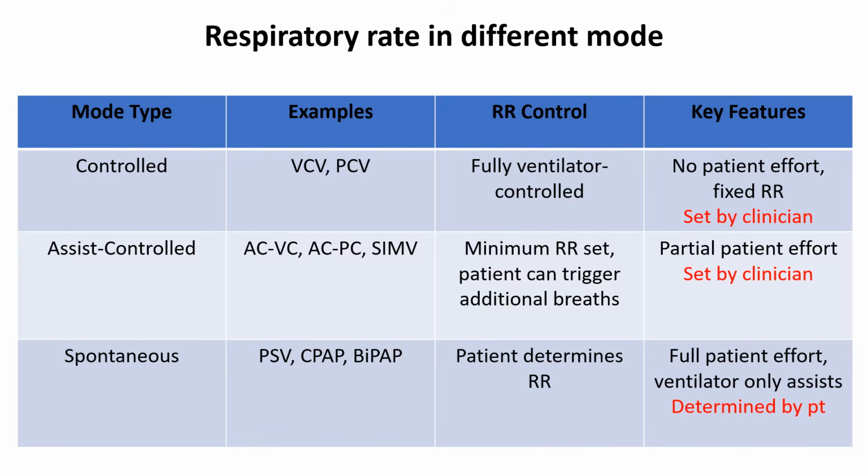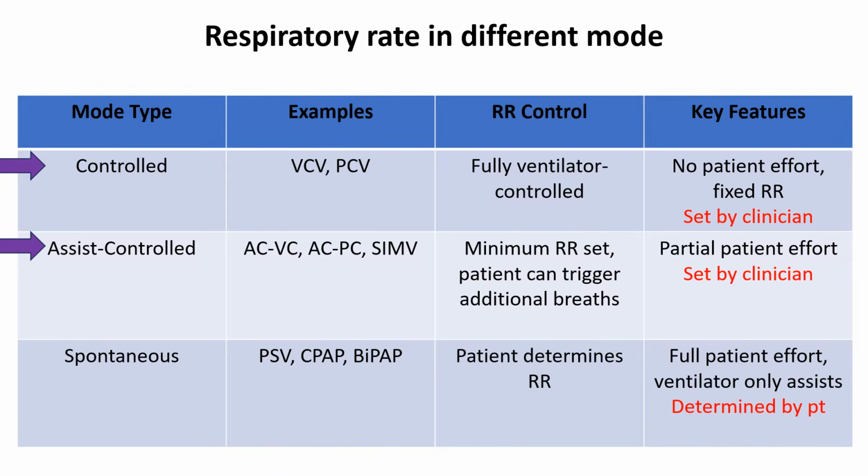This table categorizes ventilation modes based on how respiratory rate is controlled or set by the clinician. In controlled modes such as volume-controlled ventilation and pressure-controlled ventilation, the ventilator fully determines the respiratory rate, with no patient effort required. In assist-controlled modes, such as assist-controlled volume control and synchronized intermittent mandatory ventilation, the ventilator ensures a minimum set respiratory rate but allows the patient to trigger additional breaths beyond the preset rate.